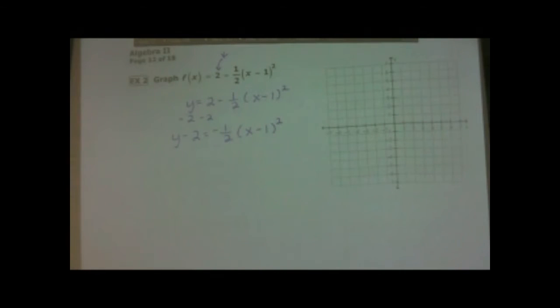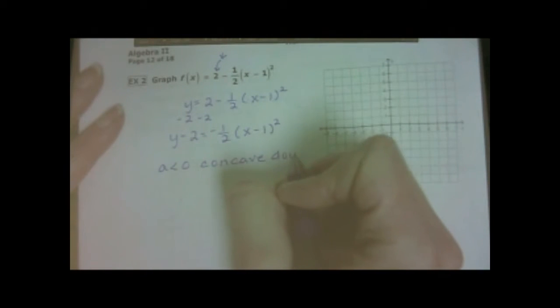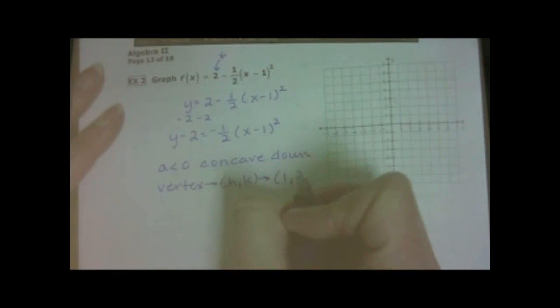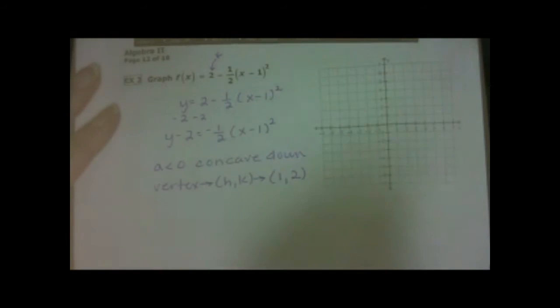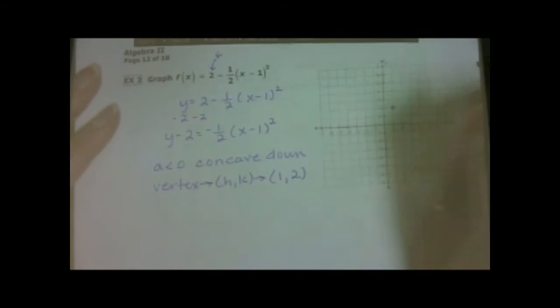Now I've got it in vertex form, and that was my goal because I can graph from this. So first of all, a is negative 1/2. Since a is less than 0, this is concave down. My vertex, remember, is (h, k), which in this case is (1, 2). So I can go ahead and graph that, (1, 2).